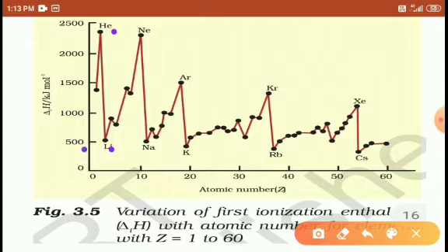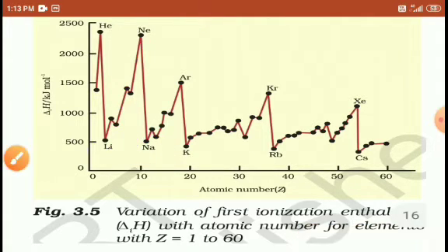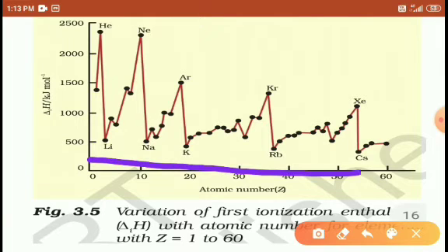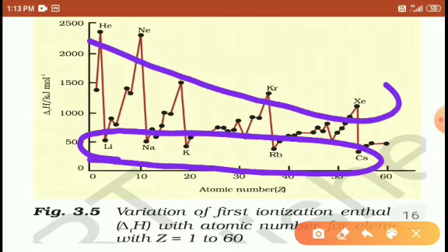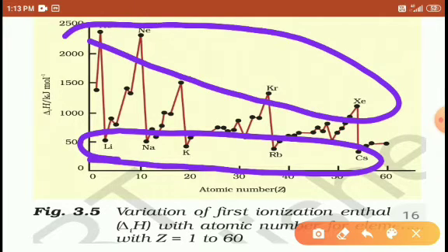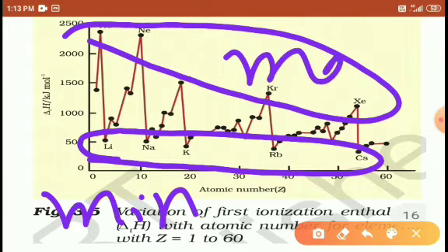24 kilojoules per mole of energy. Lithium again requires 400 kilojoules per mole of energy. So look here, as the atomic number increases up to neon, the ionization enthalpy increases. Again the alkali metals have less energy. So all the alkali metals, look here, have the least ionization enthalpy, and all the noble gases have the maximum ionization enthalpy. So alkali metals have the minimum ionization enthalpy, and these have the maximum. Right, students?